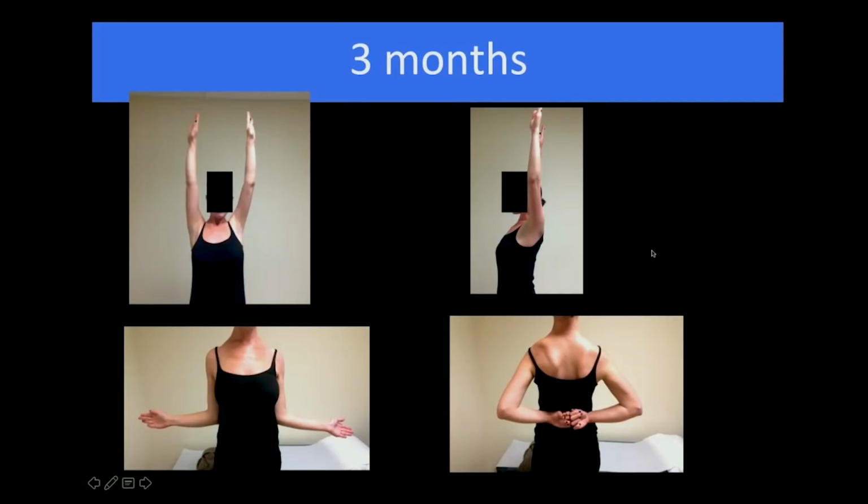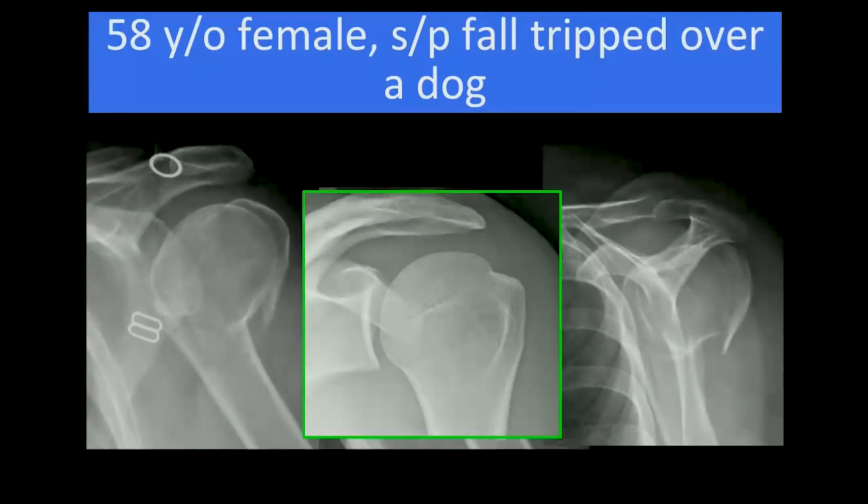Another example, a 58-year-old who fell and tripped over a dog. This is how it looks, and these are her X-rays. It doesn't look as bad as the computer engineer's one, but it's not normal and it's pretty displaced.